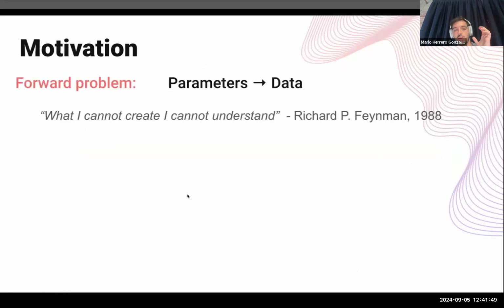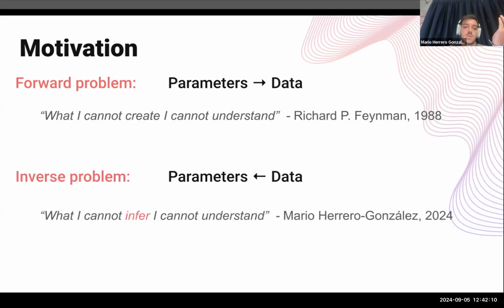So how to do this? There are two ways, and I will quote Richard Feynman. The first way is the forward problem, where we take the parameters and we obtain the data. So what I cannot create, I cannot understand. So we try to get the interactions mathematically and then produce the data, or we can go the other way, by taking the data and actually obtaining the parameters, not mathematically. So here I cite myself: what I cannot infer, I cannot understand.